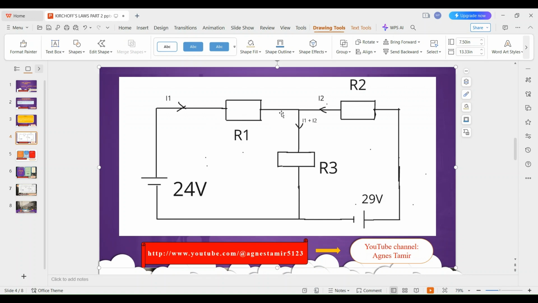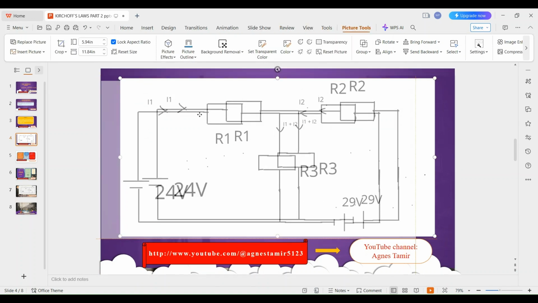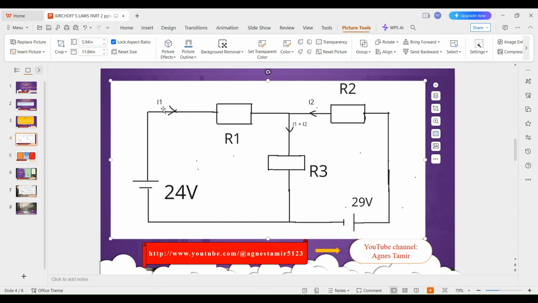Therefore, our voltage drop across this resistor here will be, this is our current I1, the current flowing in this direction through R1. Therefore, our voltage will be given by I1 multiplied by R1. And R1, we have been told from the question, is 3 ohms. Therefore, the voltage drop across this resistance will be 3 I1 volts.